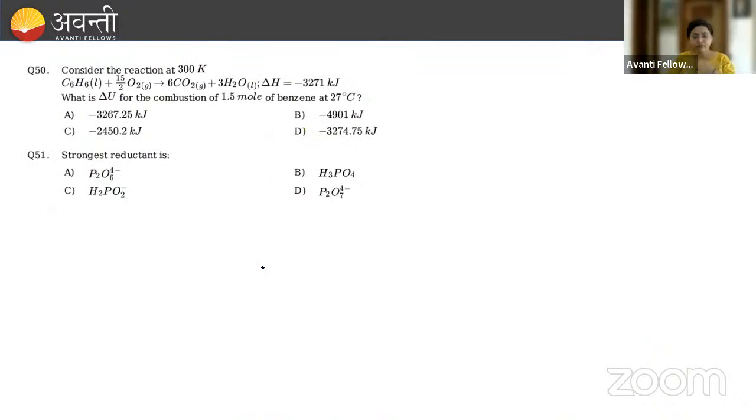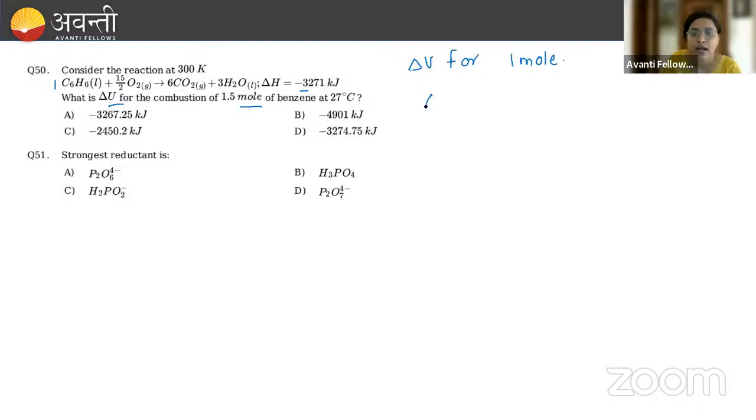Yes. Next, consider the reaction at 300 Kelvin. Here we have been given a reaction and we need to calculate the delta U for combustion of 1.5 mole of benzene. So here a 1 mole benzene reaction is given, and for that delta H is given. Now we need to calculate delta U for 1.5. So first of all, let's calculate delta U for 1 mole, and from that we will get the value for 1.5 mole.